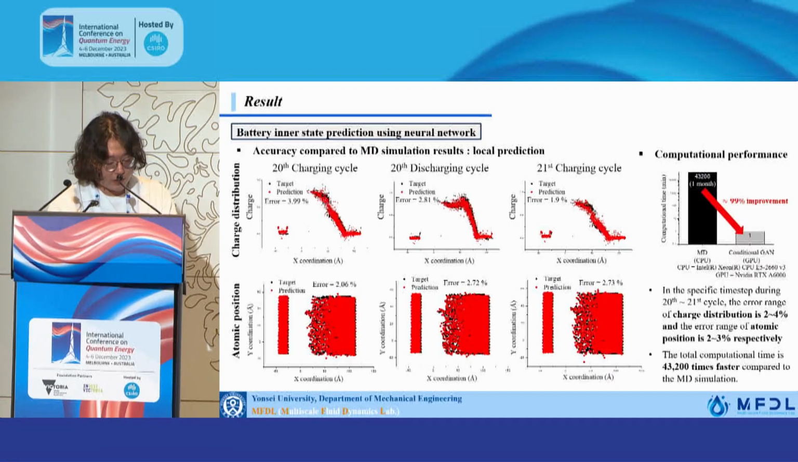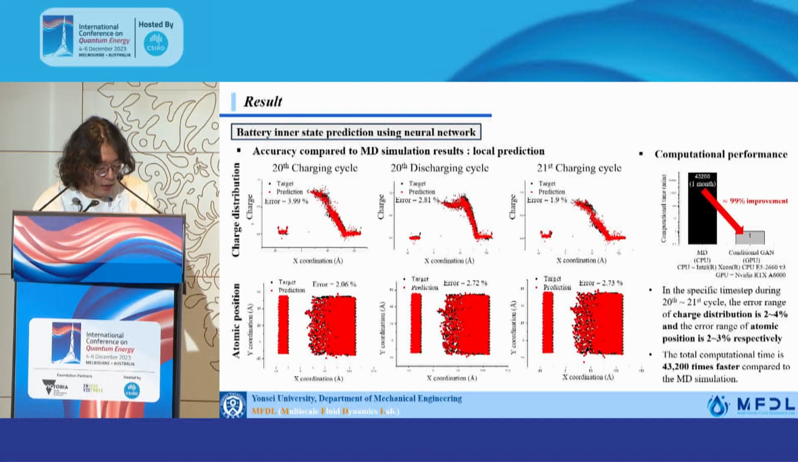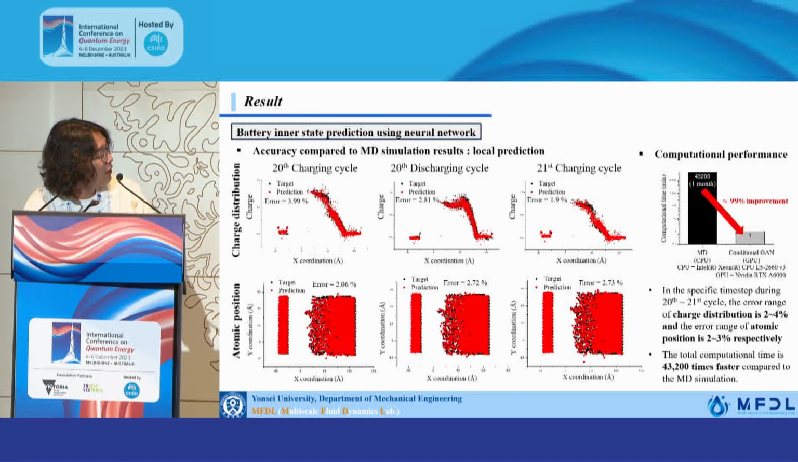So for the specific time steps during the 20th cycle to the 21st cycle, the error range of charge distribution was only 2 to 4%, and the error range of atomic position was only 2 to 3%. The total computation time is 43,000 times faster compared to the MD simulation. So basically, our neural network model only took 1 minute, while the MD simulation took 43,000 minutes.